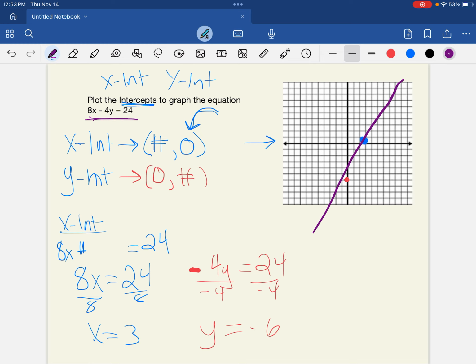As you're continuing to work on these, if you have questions, please let me know. But again, this is how we graph in standard form.